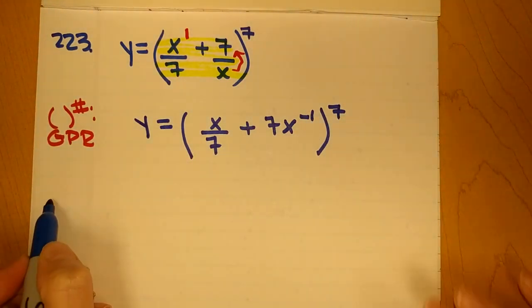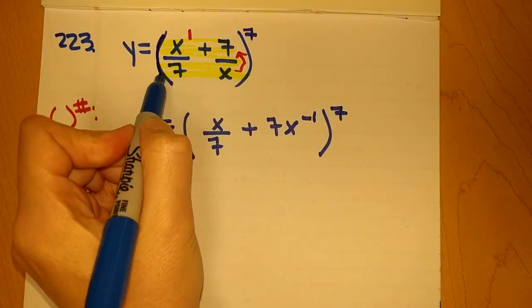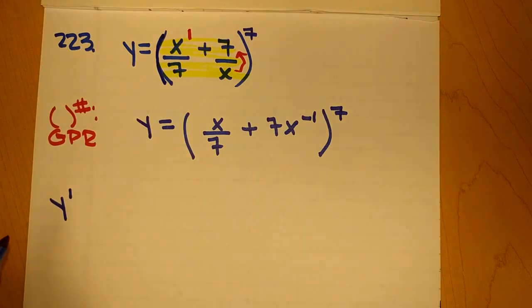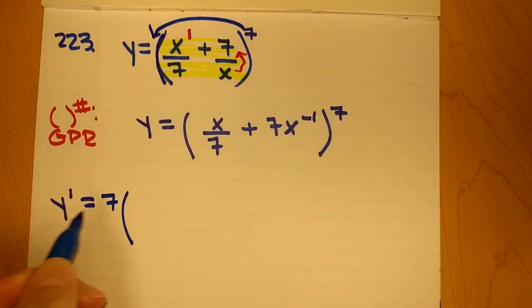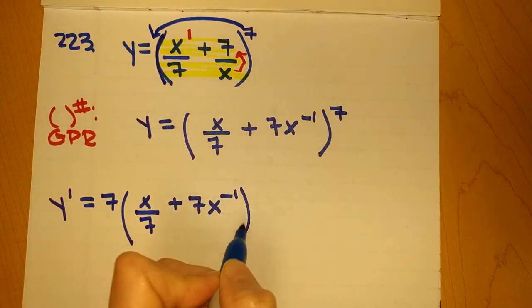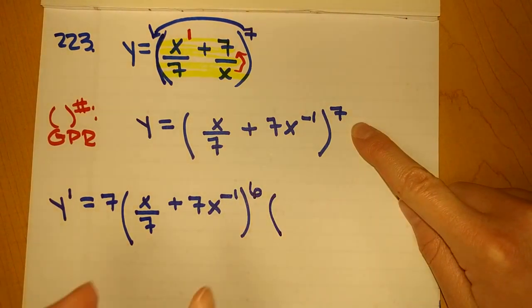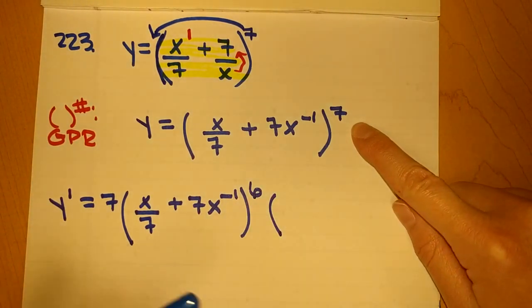All right, so here we go with the power rule. And again, first step is the most important, recognizing this is parentheses to a number, so we need to use the general power rule. So we bring the 7 down, keep the inside fixed, subtract 1 from the exponent, and then multiply by the derivative of the inside.